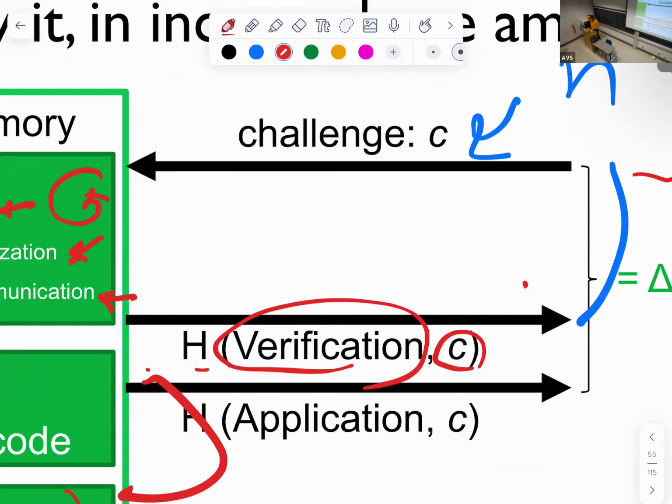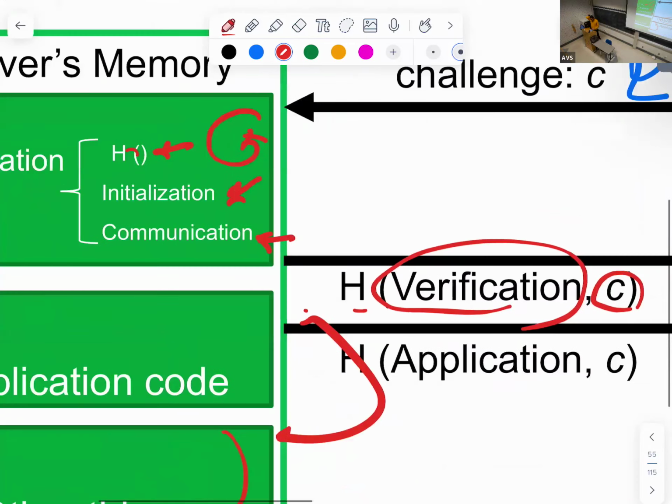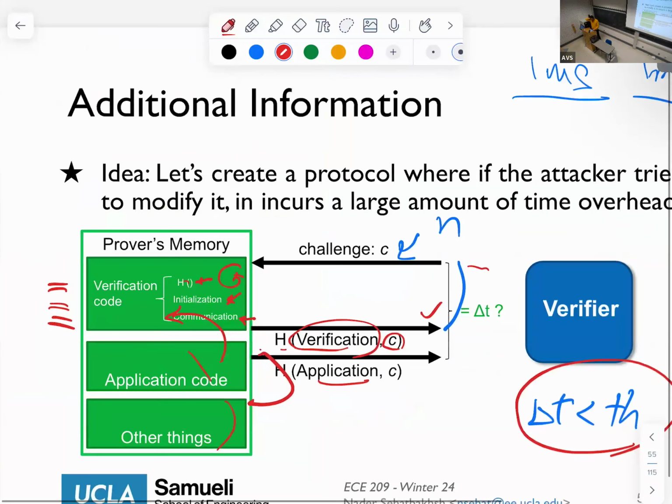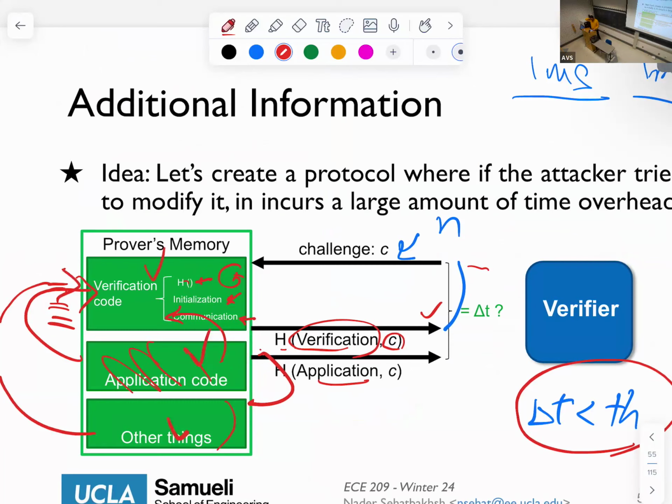Once I know that, I trust that, then I trust the hash function of the application computed by the verification function. So all these other parts are computed by this verification function. And as long as I trust this, I'm going to trust this and trust this and so on and so forth. Okay?